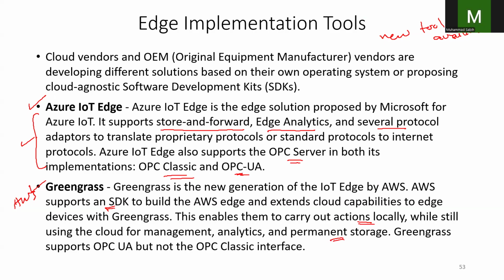One thing we should note is that Greengrass supports OPC UA, but does not support OPC Classic. So this may be a consideration for legacy systems. This is an important point. We have to be careful: while Azure is supporting both, AWS does not support the classic interface.